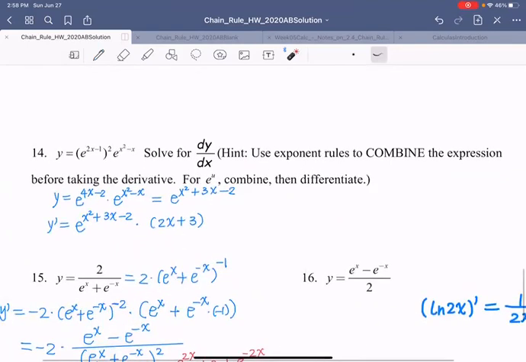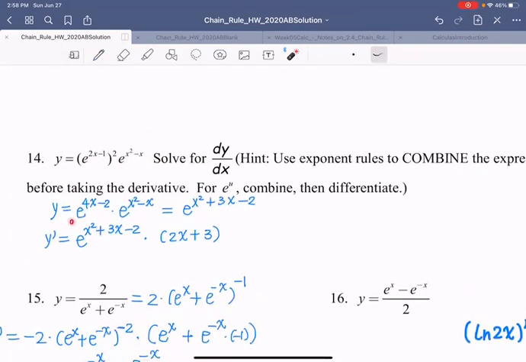When we have some complicated question like this, we can use the exponential properties first. 2 times 2 is 4x minus 2. And then this, you are going to leave them as the same base. That becomes e to the power x squared plus 3x minus 2. This guy's derivative will be, you copy down the whole thing here, and then that guy's derivative is 2x plus 3. Okay, that's the final answer.